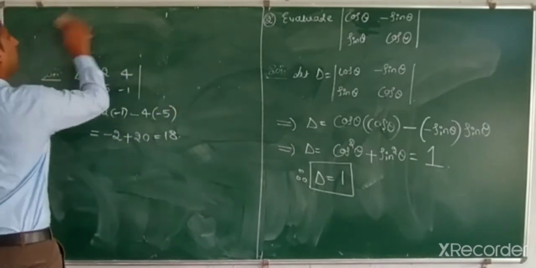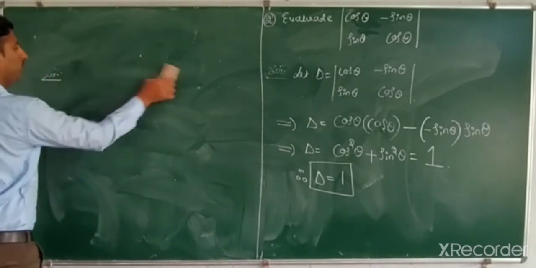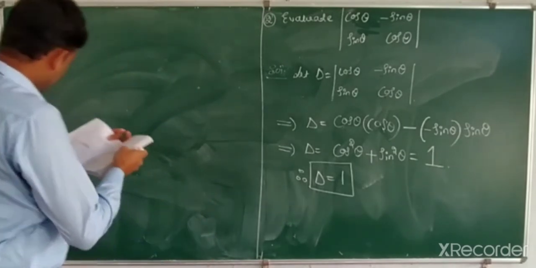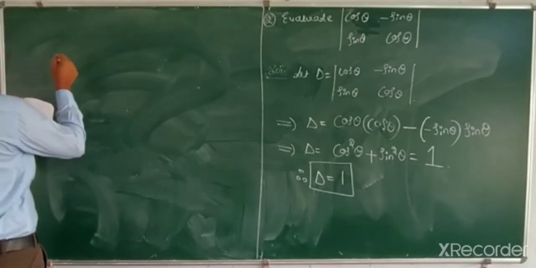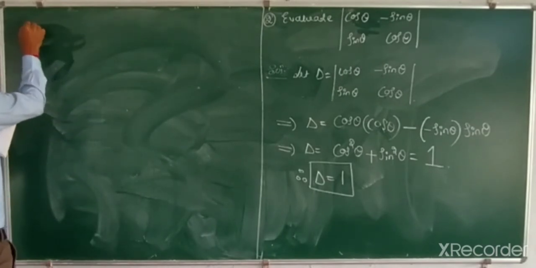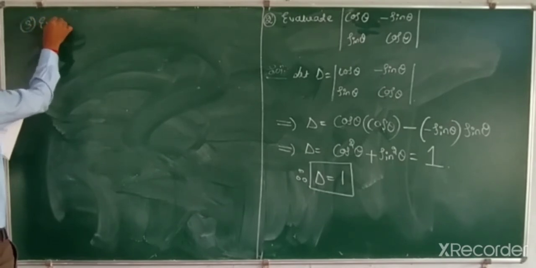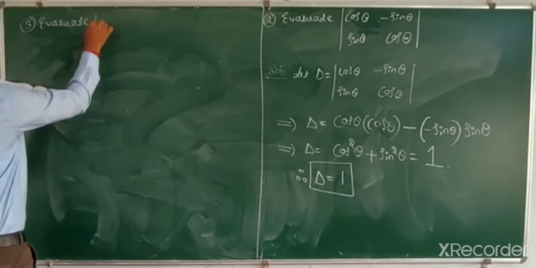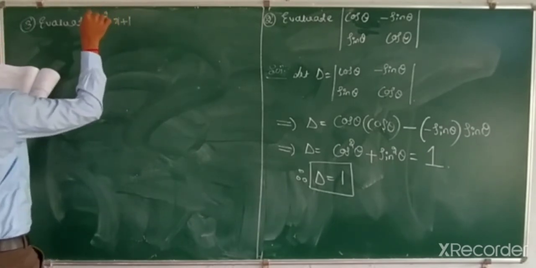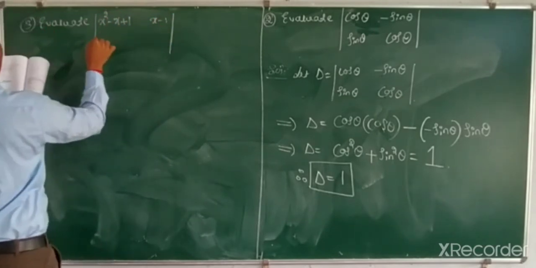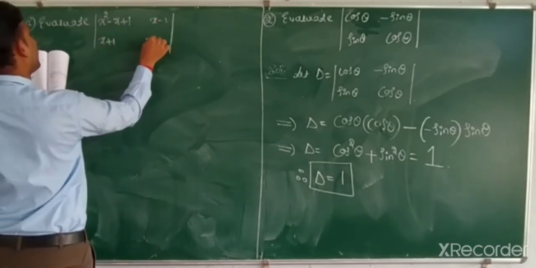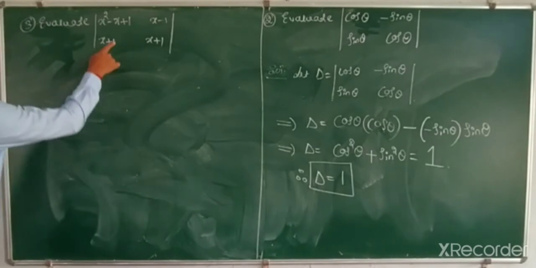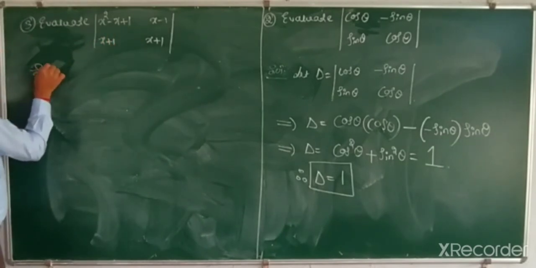After that, under Exercise 4.1, we have one more problem. I will take this polynomial, it has some monomials. I call it number 3. Evaluate |x square minus x plus 1, x minus 1; x plus 1, x plus 1|. This is one of the determinants. Our job is to find that value. Solution.